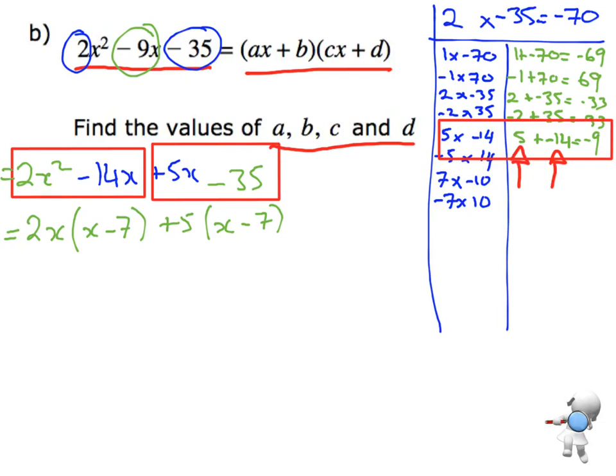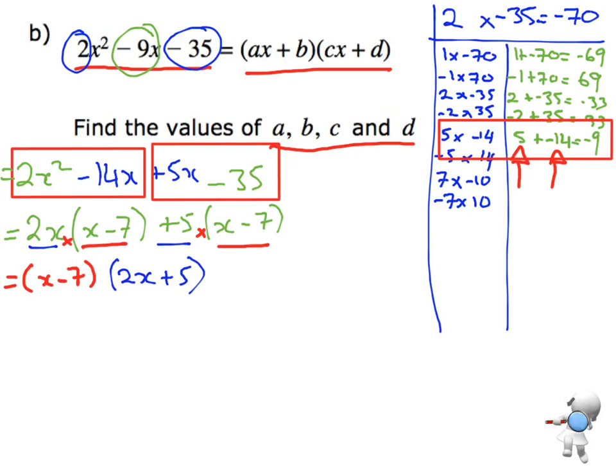Okay, now hopefully we notice that this bracket x minus 7 is in both pieces. It's being multiplied in both pieces. So I am going to take that out as a common factor. And then what am I left with? I've got a 2x plus 5 left over, which I put in brackets. So there is my factorised equation.